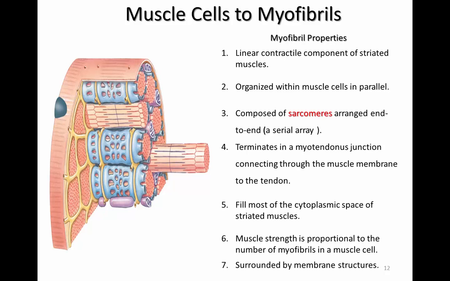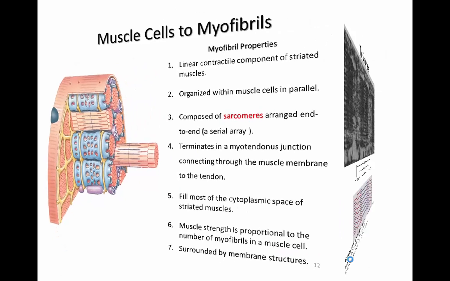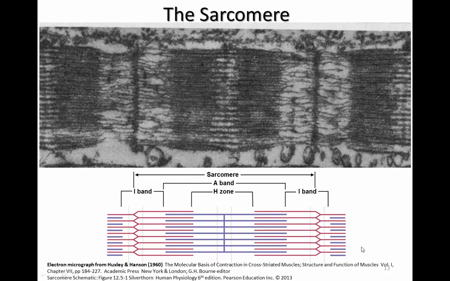And these myofibrils are surrounded by the transverse tubular network and the sarcoplasmic reticulum, those membrane structures. This is an electron micrograph of a sarcomere showing the A bands and the I bands, and a cartoon derived from this structure. So it was electron microscopy that helped us define the structure of the sarcomere.